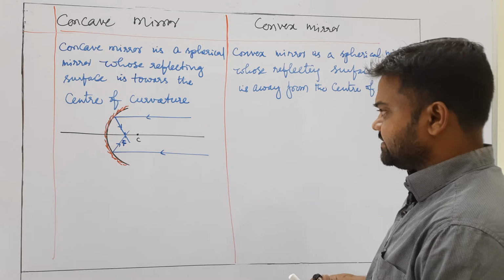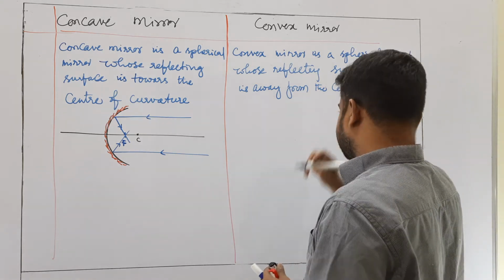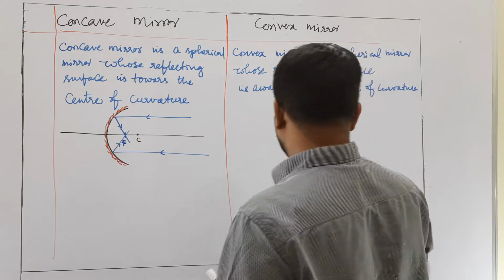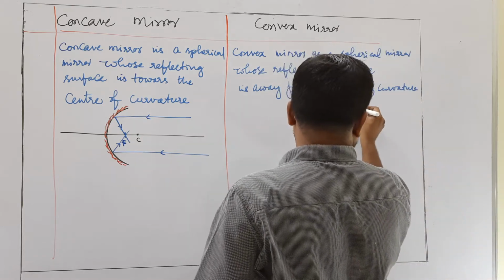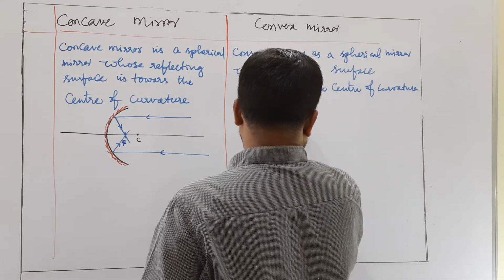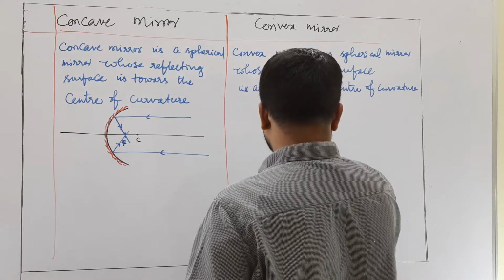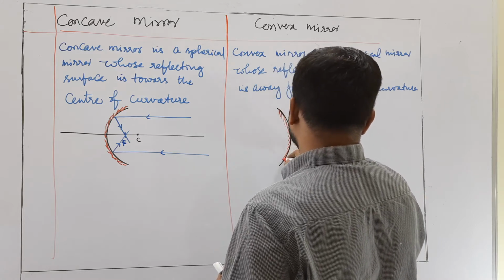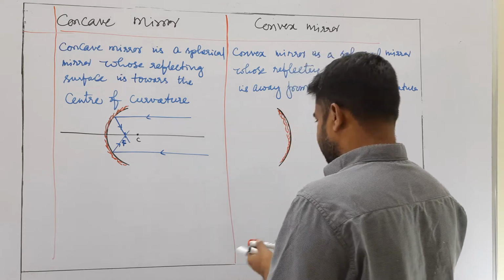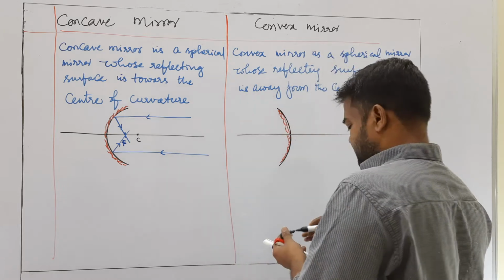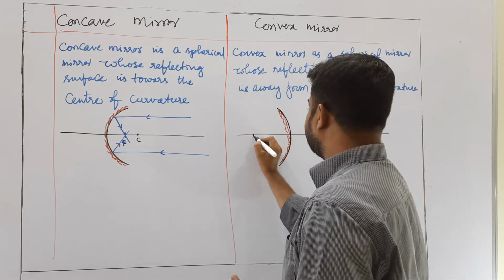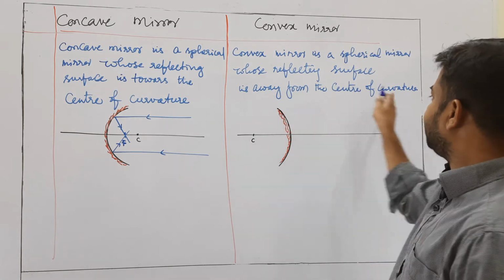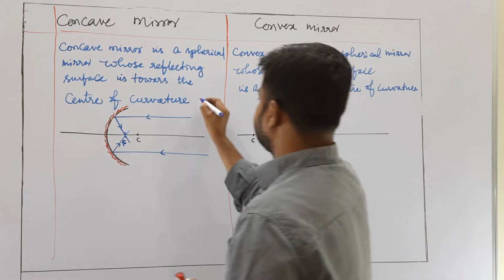Next, what about the convex mirror? Convex mirror, we will draw like this. This is what we have, convex, where polishing is inside. Okay, and like this we have the principal axis, pole, and this is the center of curvature. Here, a convex mirror is a mirror whose reflecting surface is away from the center of curvature. This is the center of curvature C.